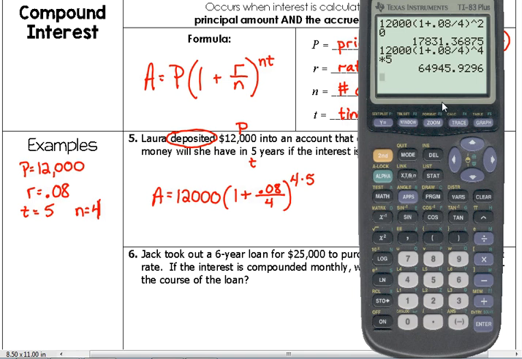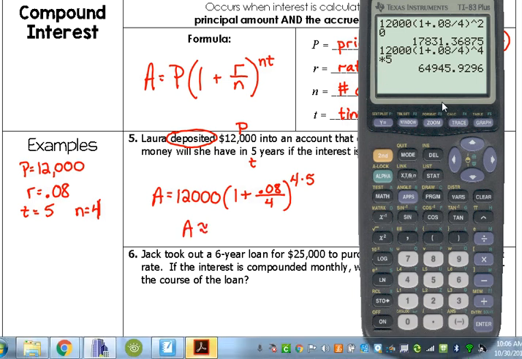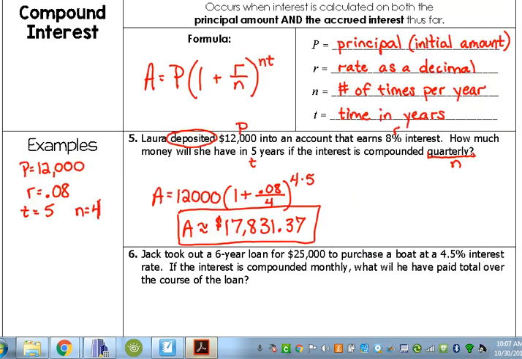Okay, so the correct answer is approximately $17,831.37. Okay, the correct answer is not $64,945. Okay, that should seem way, way, way too big if we only started with 12,000. Okay, interest does not accrue that quickly.